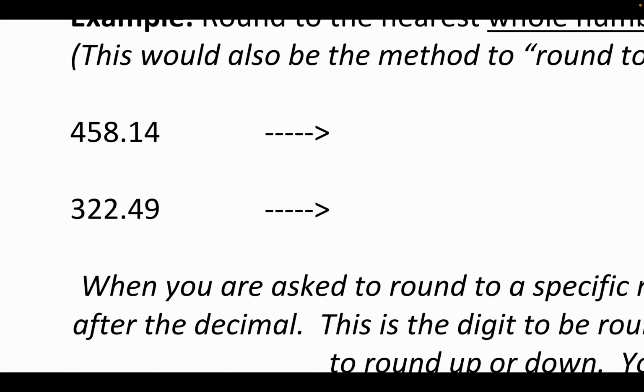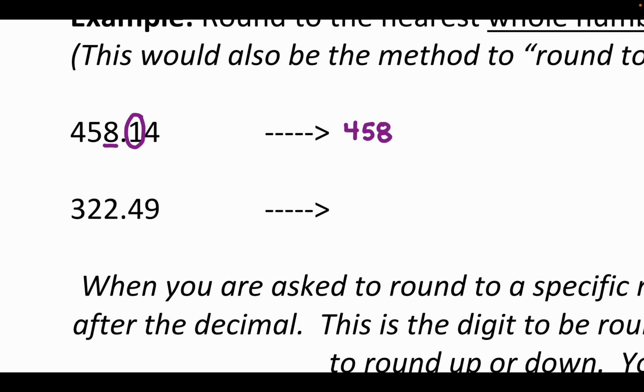458, and if we think of this as dollars, it'd be $458.14. So if we round that to the nearest whole number, we're concerned with the number immediately in front of the decimal, so to the left of the decimal. And the 1 tells us what to do with it. So because our 1 is less than 5, that means that our 8 stays the same. So we have 458. And when we're rounding to the nearest whole number, we do not have to replace those digits after the decimals with zeros.